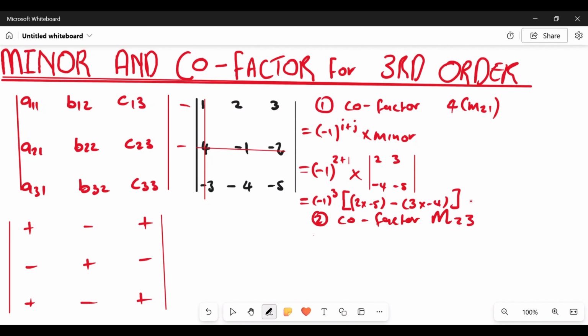And this is going to give us our cofactor. We know that this one here, -1 to the power of 3, is going to give us -1. And then our minor is going to give us -10 plus 12. There we go. Let me just move number 2.